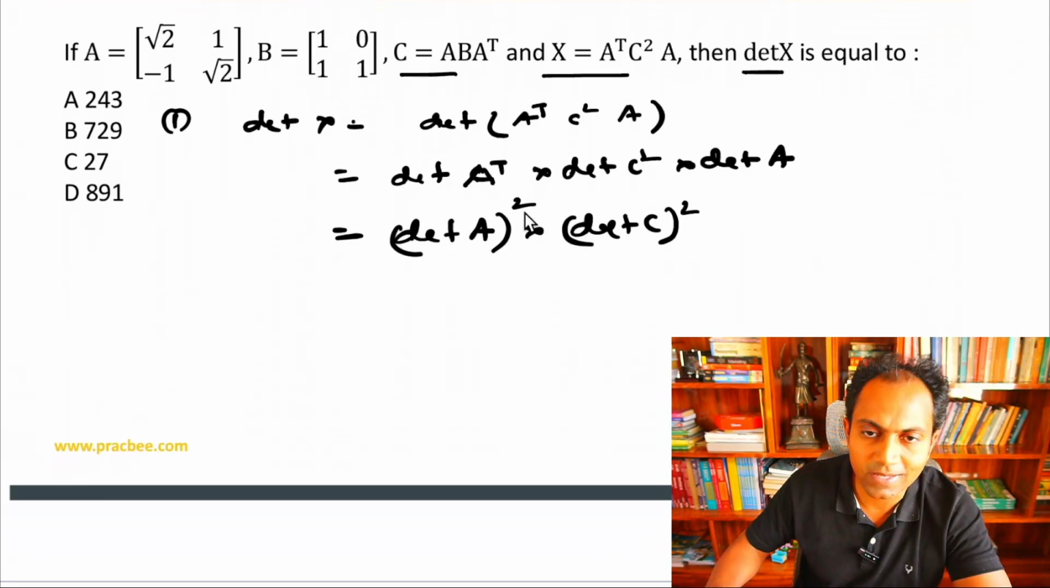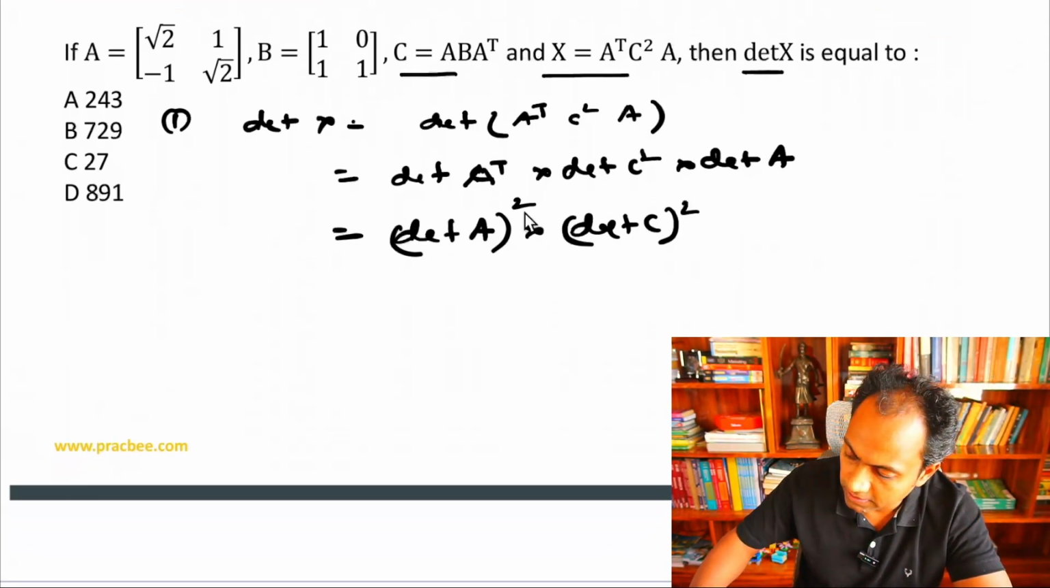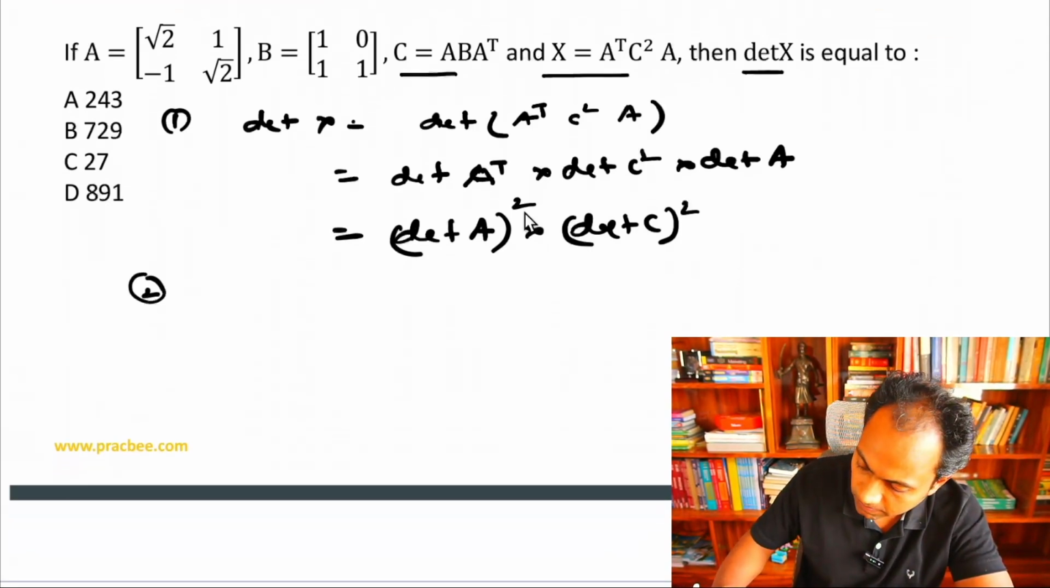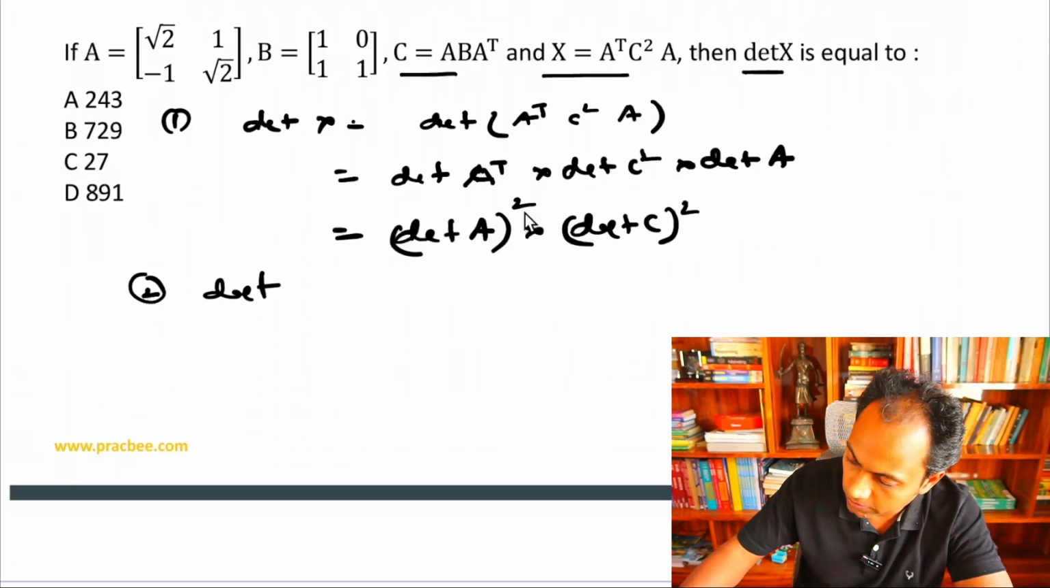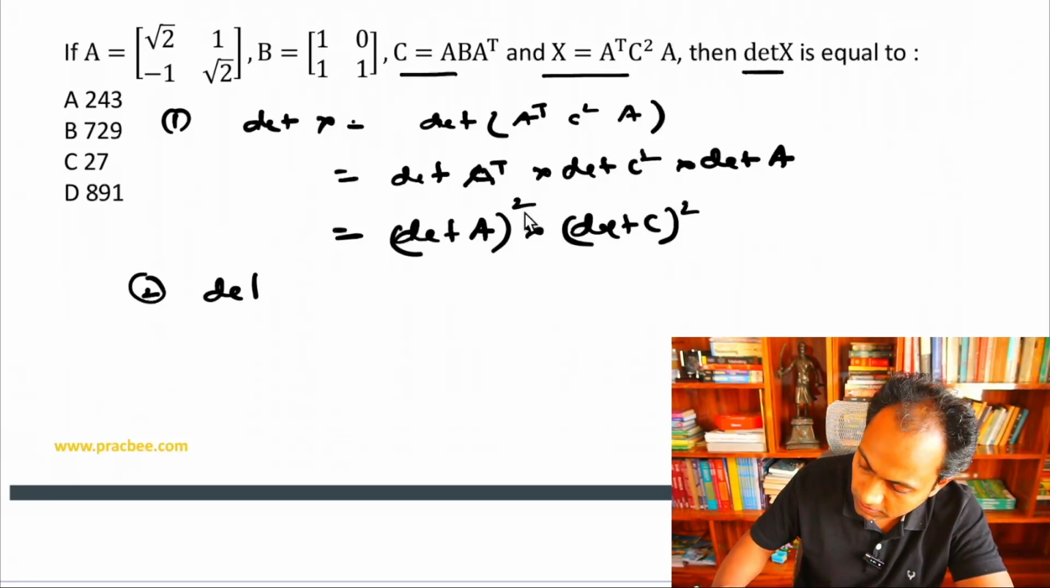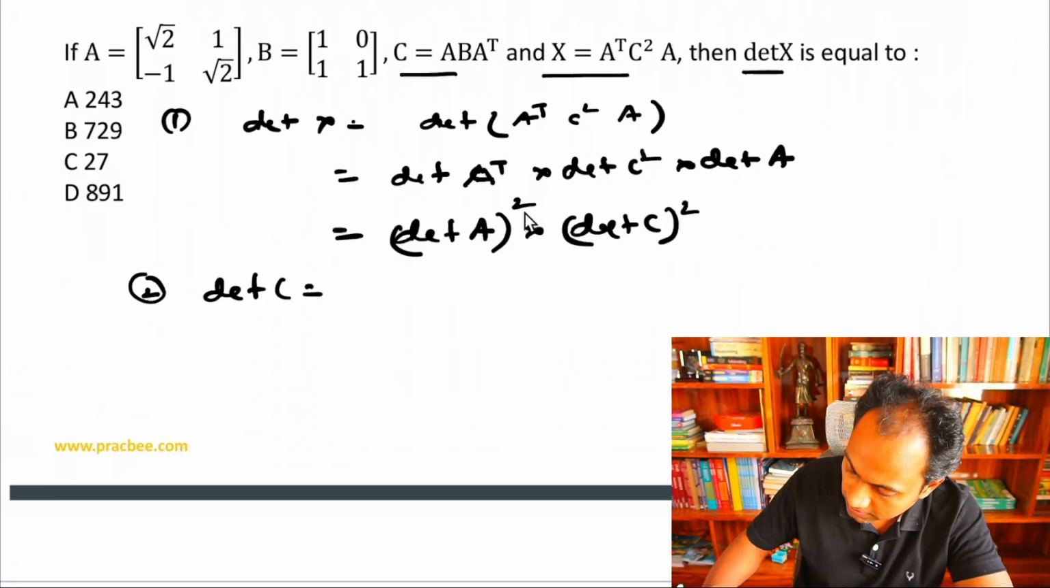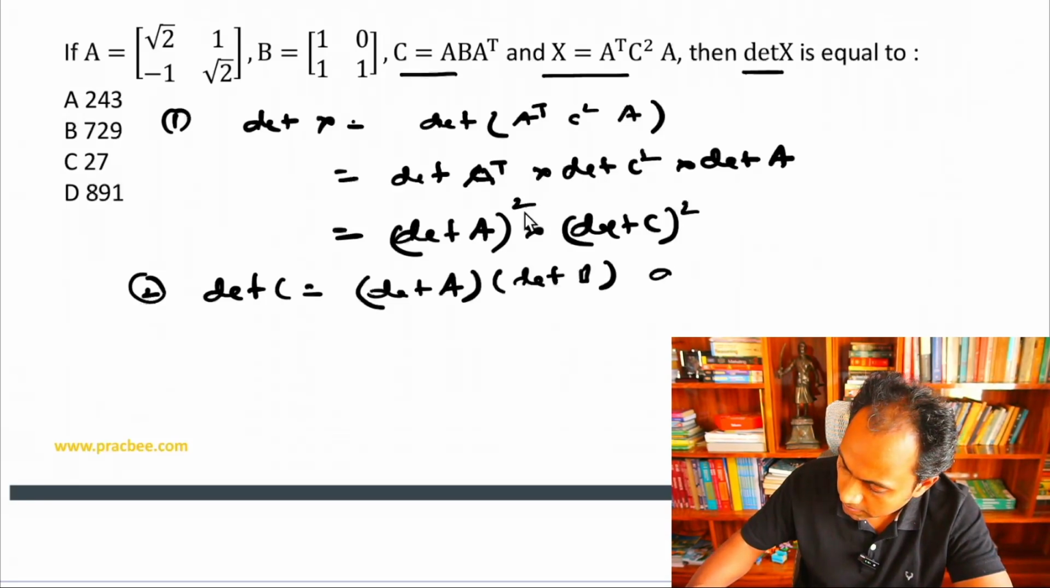Now once we have done that, in the next step, let us go to this determinant of C. Now if I go into the determinant of C, it can in turn be written as the determinant of A into the determinant of B into the determinant of A transpose.